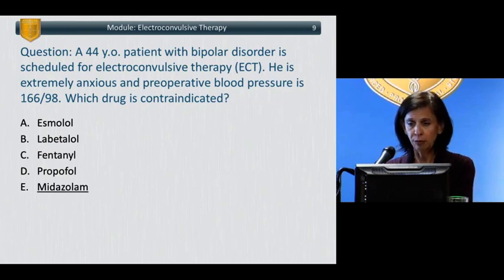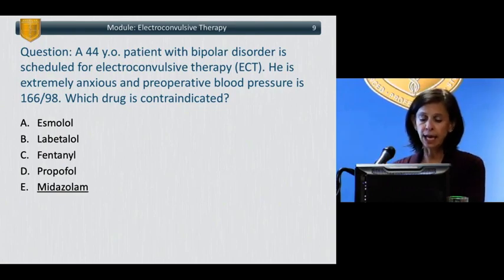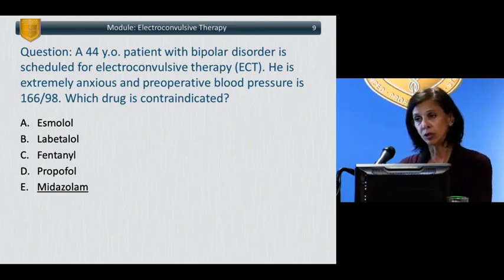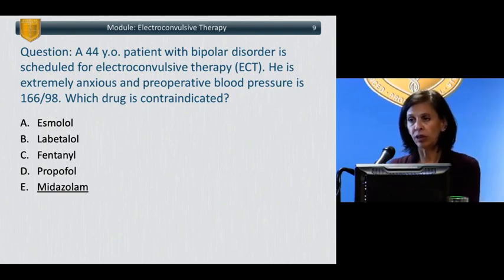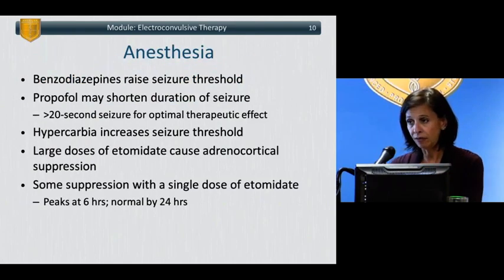So midazolam, which is usually our go-to drug in the preoperative period, particularly to treat anxiety. The reason this drug is contraindicated is because it will raise the seizure threshold. It will make it more difficult to induce a seizure, and it will shorten the duration of the seizure, all of which are correlated with the therapy.